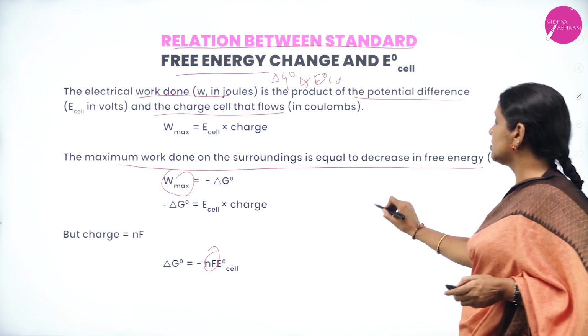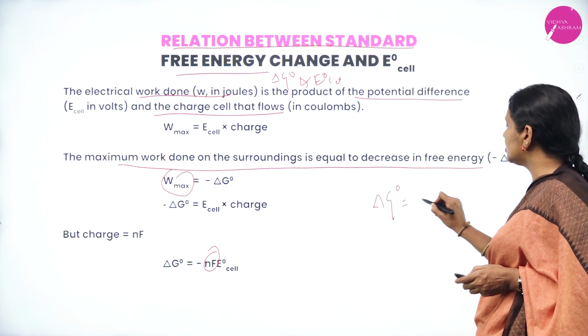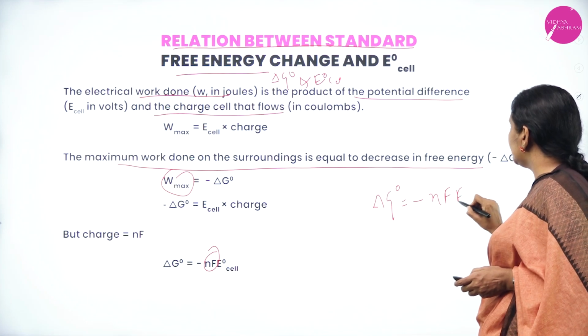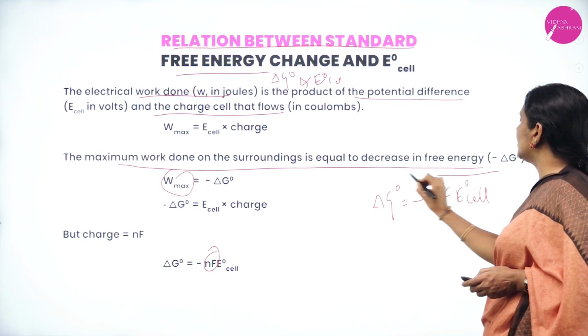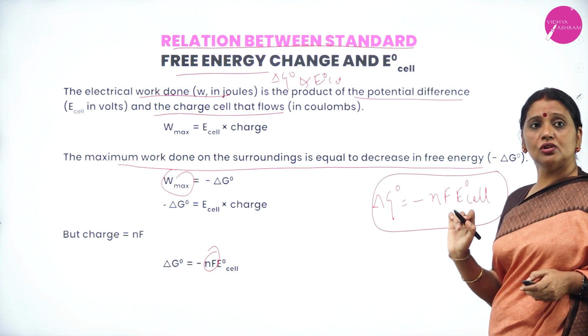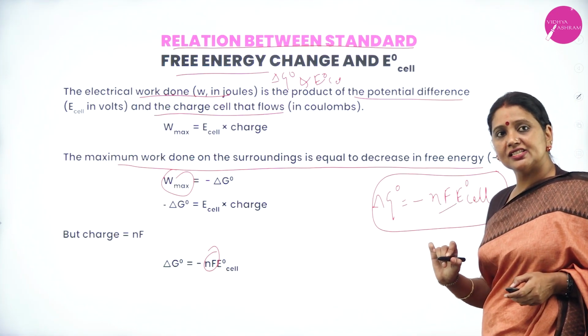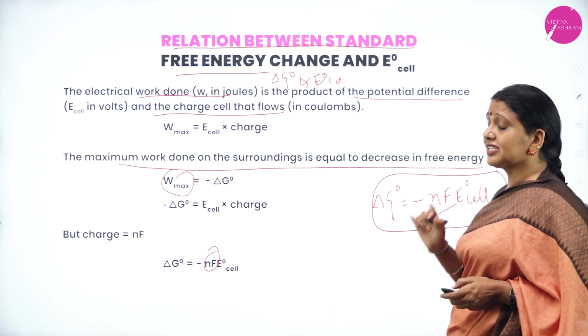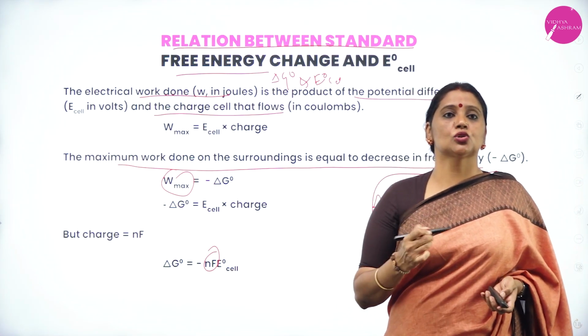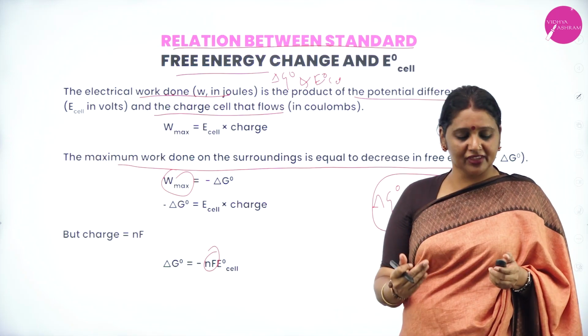Delta G naught is equal to minus nF E naught cell. What is n? n is the number of electrons lost or gained during the reaction. F is equal to 1 Faraday, 96,500 coulombs. E naught cell is the standard electrode potential, or the EMF of the cell.